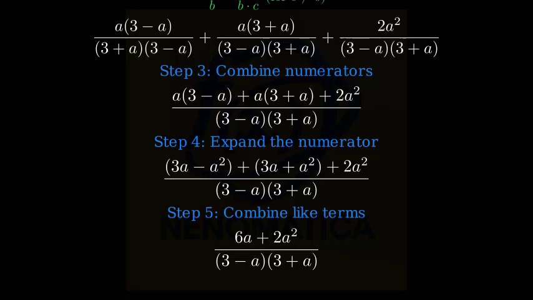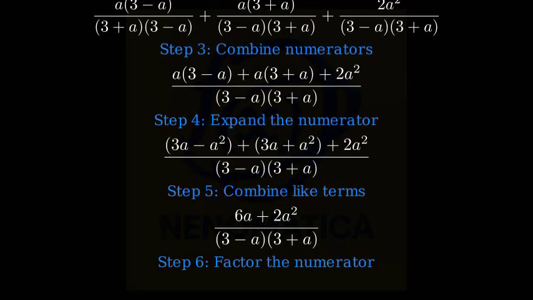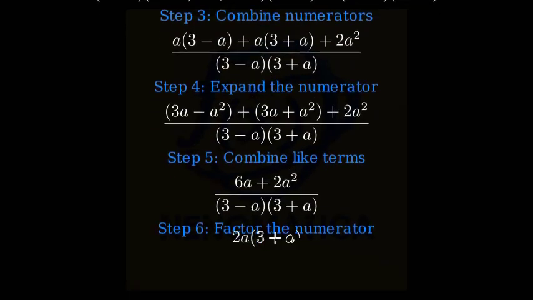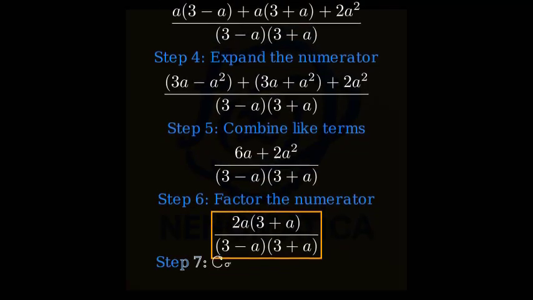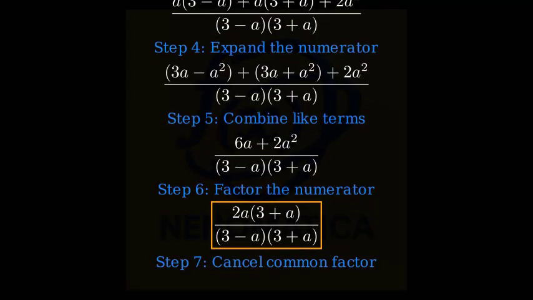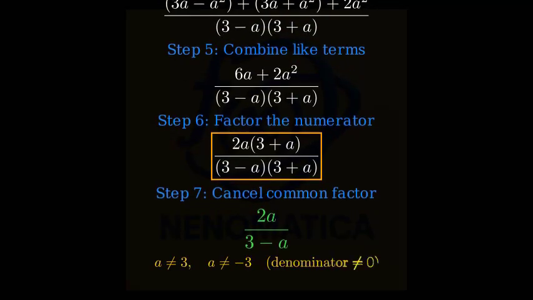Step 6. Factor the numerator. 6a plus 2a squared equals 2a times (3 plus a). Step 7. Cancel the common factor (3 plus a) from numerator and denominator. We obtain 2 over (3 minus a). Finally, state the domain restriction. A cannot equal positive 3, and a cannot equal negative 3, because those would make a denominator 0.